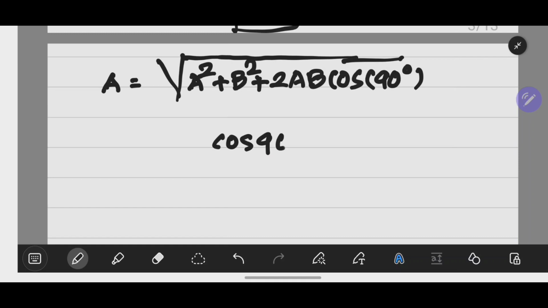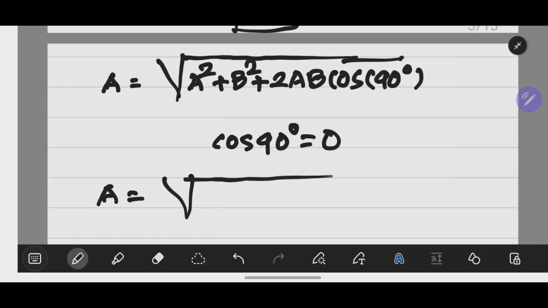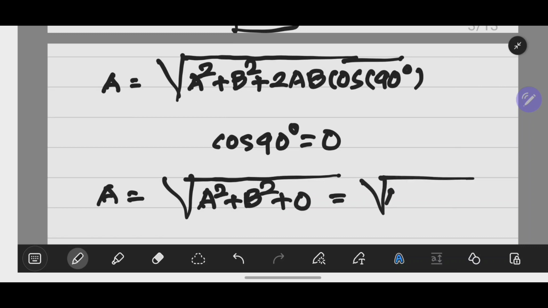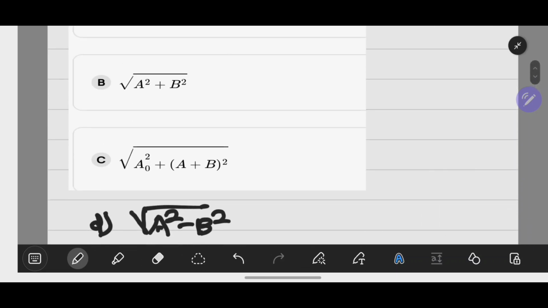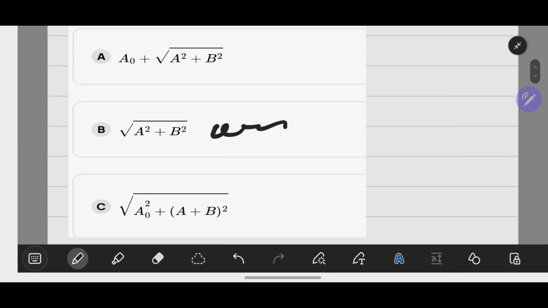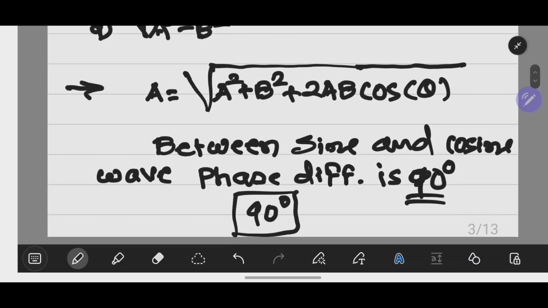Cos of 90 degrees is equal to 0, and A is equal to under root of A squared plus B squared plus 0. That means the answer is under root of A squared plus B squared. Then which option is correct? This option is correct.